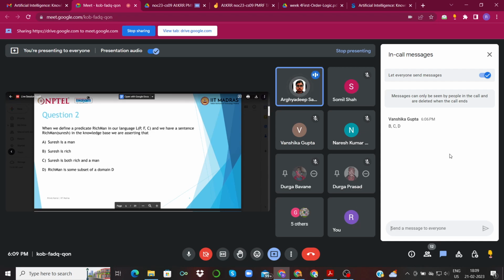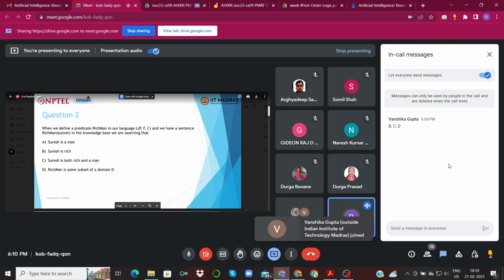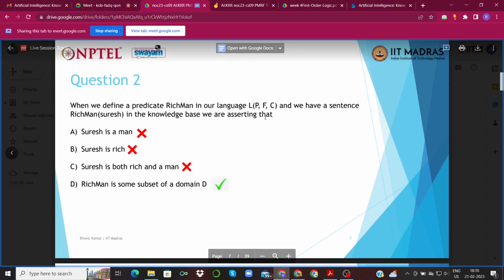Because the meaning of the predicate's name doesn't have to do with the name of the predicate. I mean, it can read rich man, but that doesn't necessarily mean that it's a man or it's rich. Exactly, yeah. Thanks, Arpati. In our first order logic, we are not concerned with the actual or English based meaning of the predicates that we are defining. It is just a subset of the domain, and hence D would be the right option.